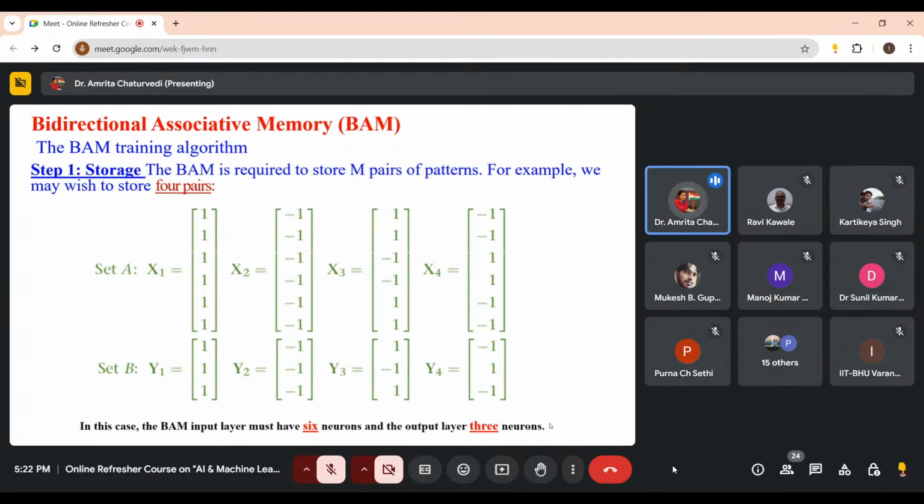This is the BAM training algorithm. With the help of an example, let us understand it. First of all, we want to store, say, 4 pairs of vectors. So we have 1 1 1 1 1 1, so 6 units in the input and 3 units in the output. Okay, so 6 neurons in the input layer and 3 neurons in the output layer. This will be the architecture, and you have 4 pairs of patterns.